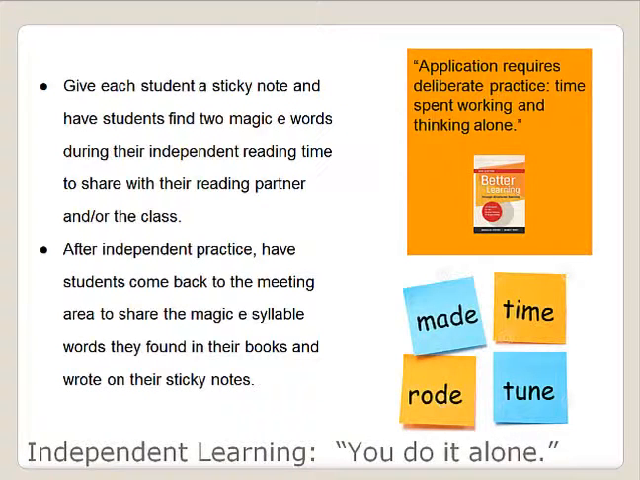Application requires deliberate practice, time spent working and thinking alone. During the independent learning phase, students get a chance to try out what they have learned. Give each student a sticky note and have students find two magic E words during their independent reading time to share with their reading partner and/or the class. After independent practice, have students come back to the meeting area to share the magic E syllable words they found in their books and wrote on their sticky notes.